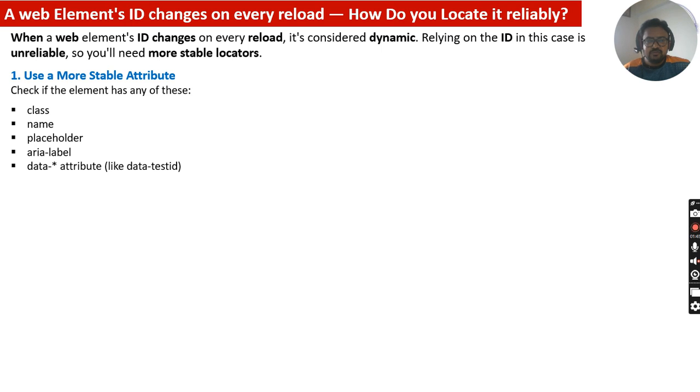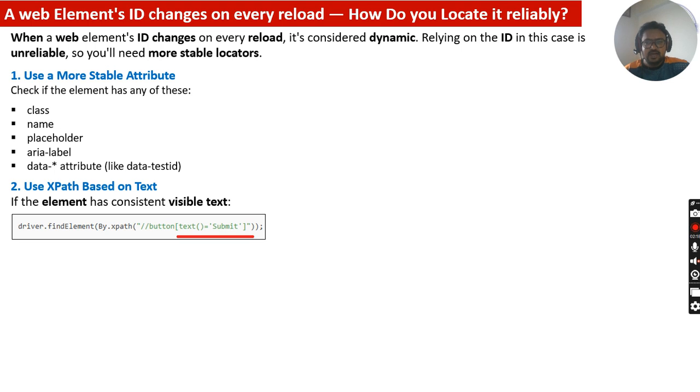Use a more stable attribute, as I said. Instead of ID, try to use class name, placeholder name, aria attribute, and then the data attribute. Nowadays in most automation frameworks you will find this data attribute. It comes from the design and development side itself. They include one unique data attribute for each and every element, so you can easily use it in your automation framework. So try to use a more stable attribute, guys.